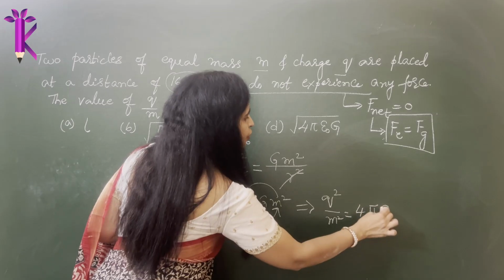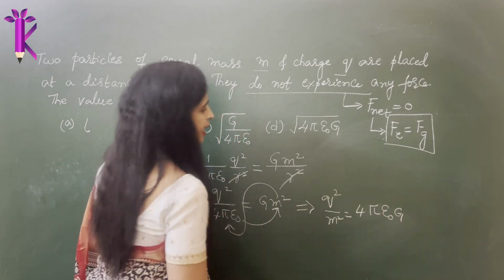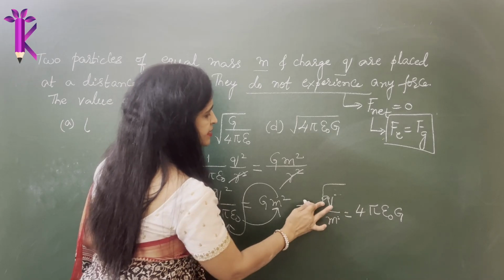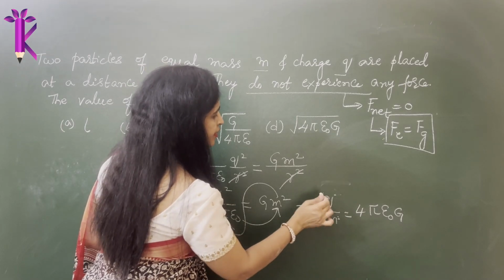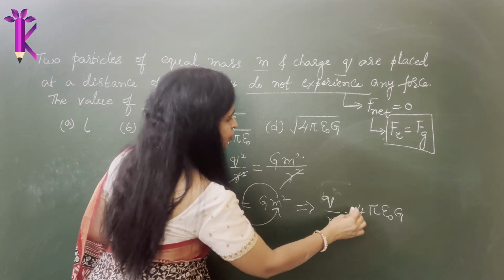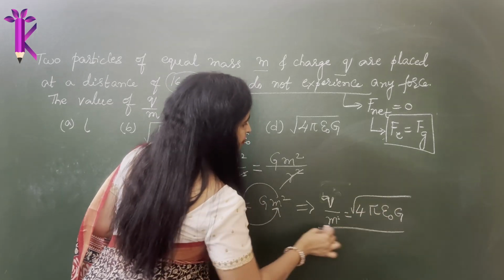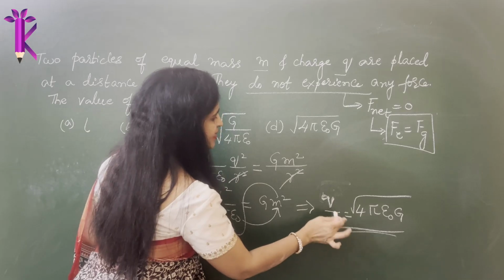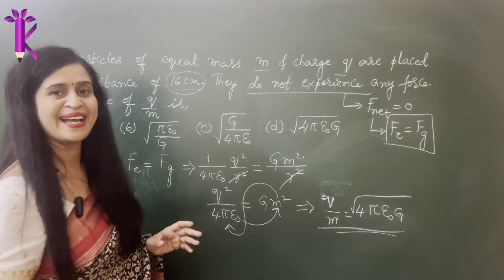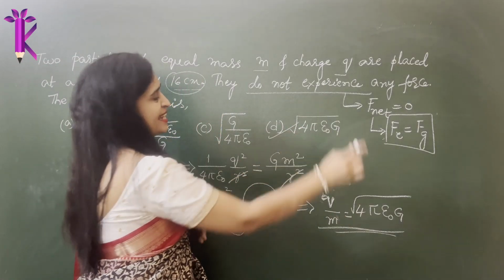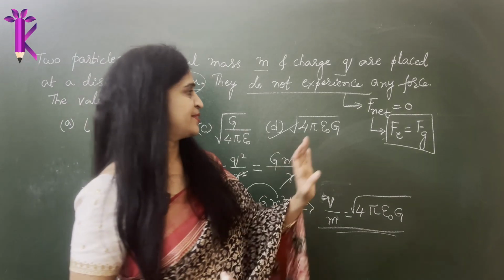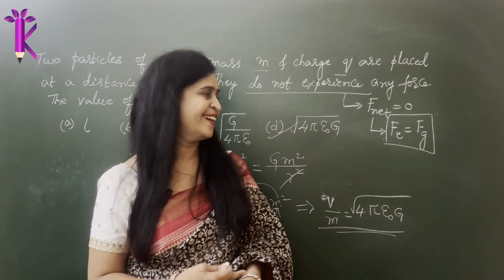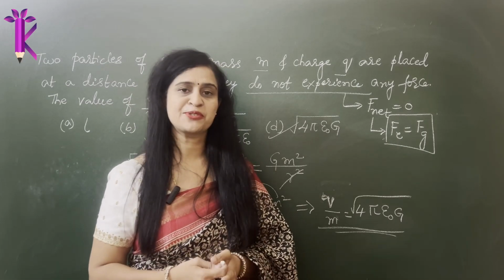It will become 4 pi epsilon naught g, right? Now if I take the root of this, square and root get cancelled. You get the ratio for q by m. So don't forget to put the root on the other side, because you took the square root on both the sides. So q by m ratio is equal to square root of 4 pi epsilon naught g, which is the answer, option D. So this is the conceptual point that you must know, that is how you approach the problem.